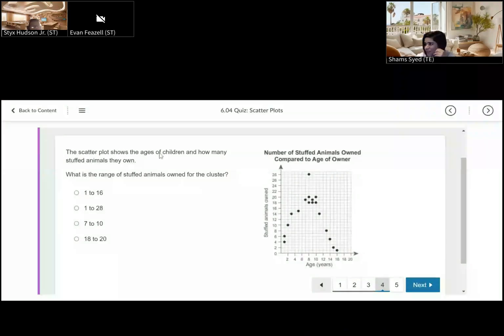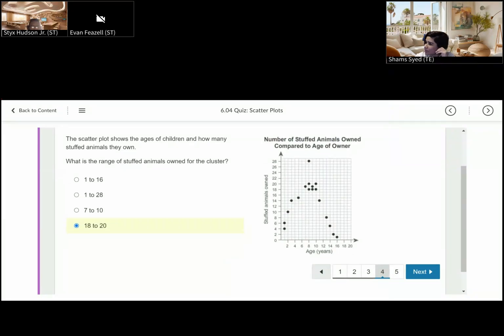Range. So let's see where most of the points lie. Class, look at the y values. Where do most of the points for y lie? Where y is 18, right? Most of the cluster is there. And the high point is where y is 20. Hudson, you can click the answer so your class will know. 18 and 20. Right? That's the range. The y values lie mostly where the cluster is, where 18 and 20.